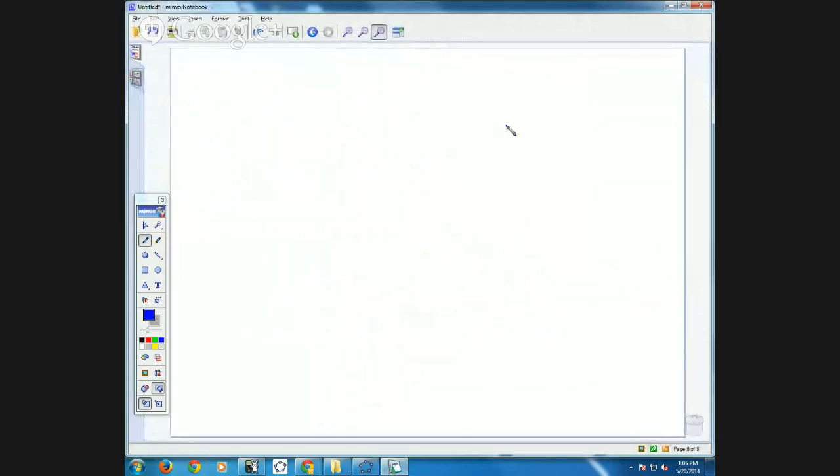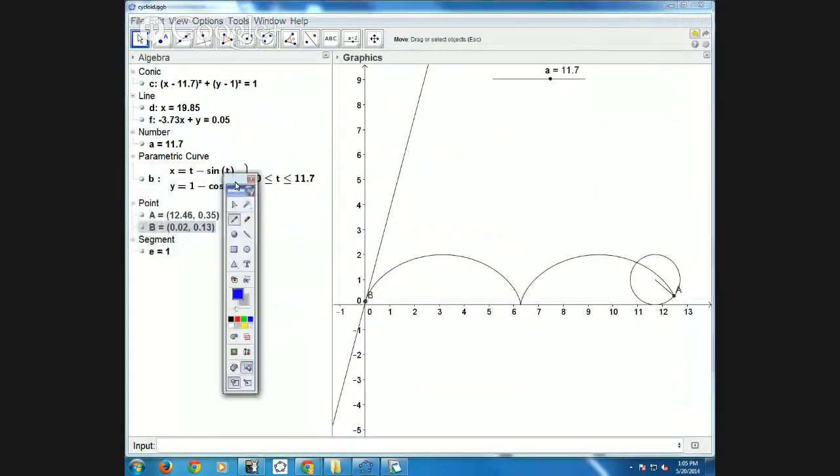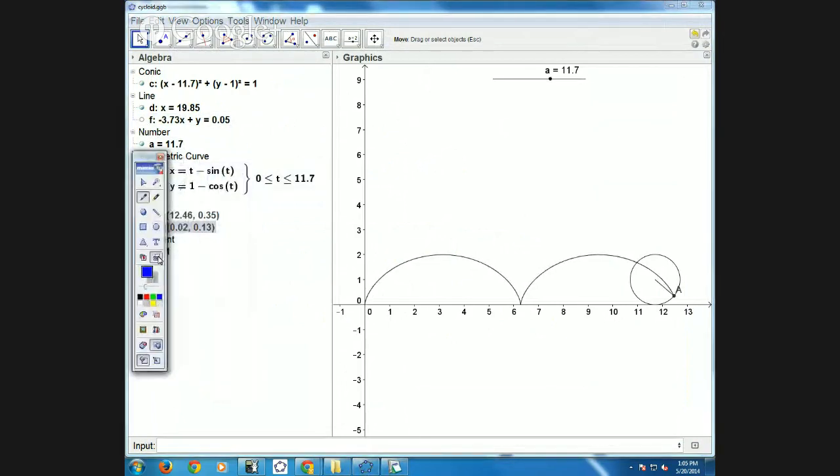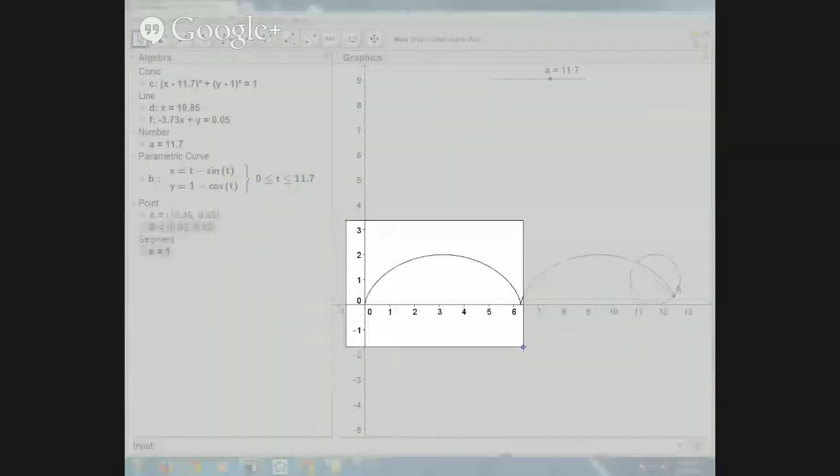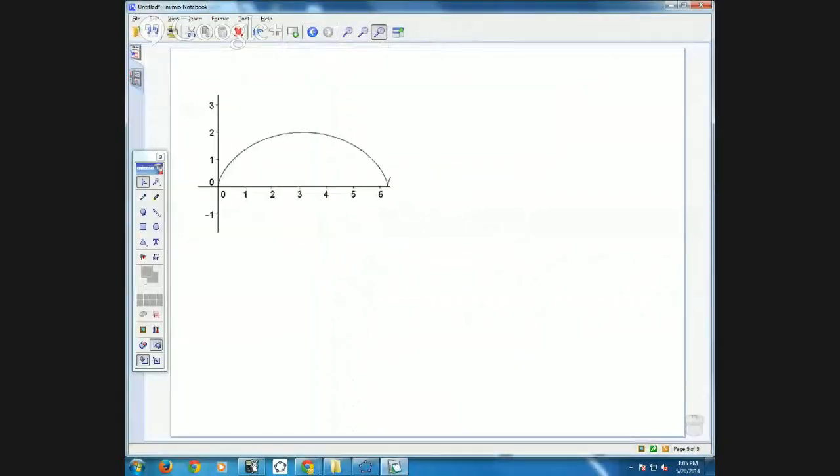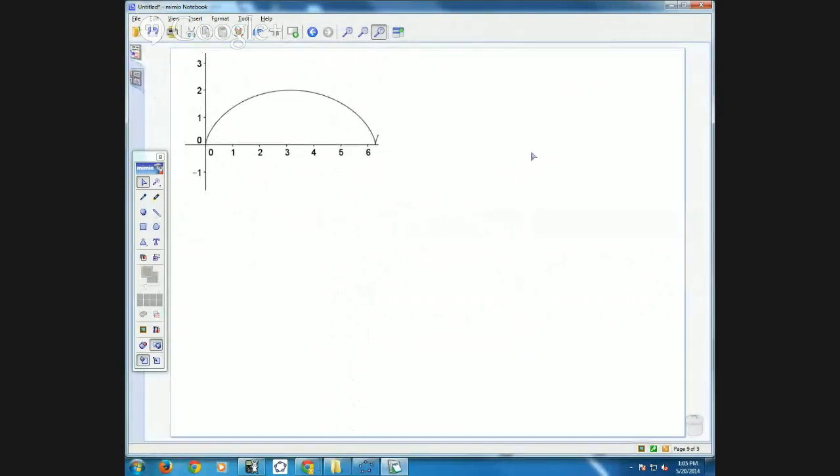Next, we're going to try to find the area under that curve. So I think I will steal that curve from the picture. Let's turn off this line. Turn off point B. Okay, so here's my cycloid. I'm going to try and find the area under this curve. So we have to remind ourselves, x is equal to t minus sine t, and y is equal to 1 minus cosine t.